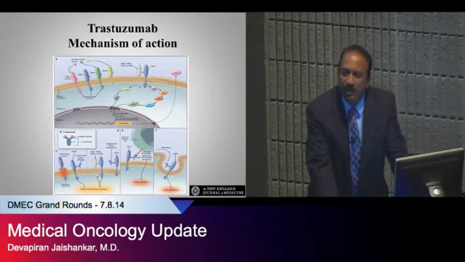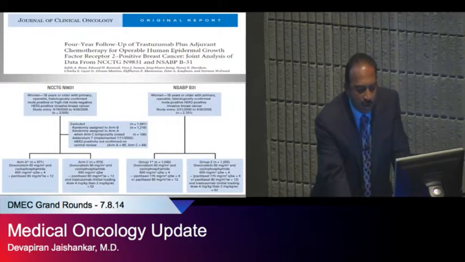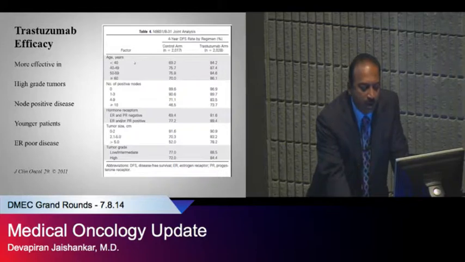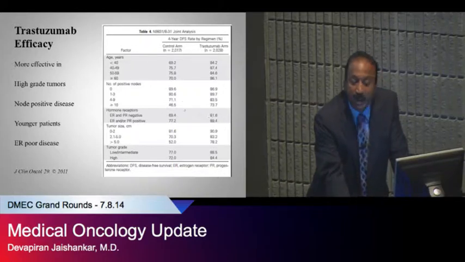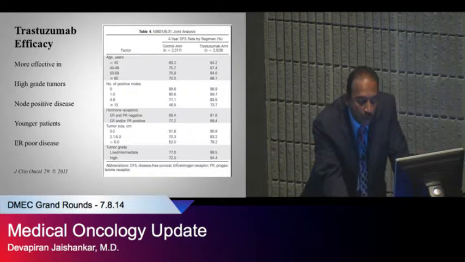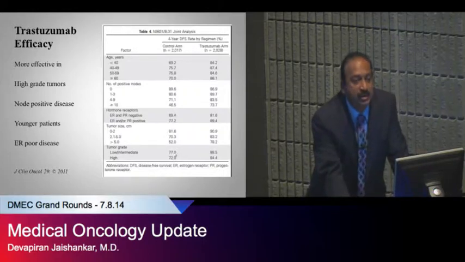And so, wonderful data on trastuzumab. This was actually a joint analysis of two large intergroup trials, one from Canada and one from the United States, basically showing across all age groups, whether you're under 40 or over 60, whether nodes are negative or nodes are positive, this is the difference. Anywhere from 15 to 30% improvement and benefit with trastuzumab, whether you're ER positive or ER negative, no matter what the tumor size. And this is interesting. Even if you have low-grade tumors, tumor biologies that are low, you're still eking out a good 10% survival advantage there.